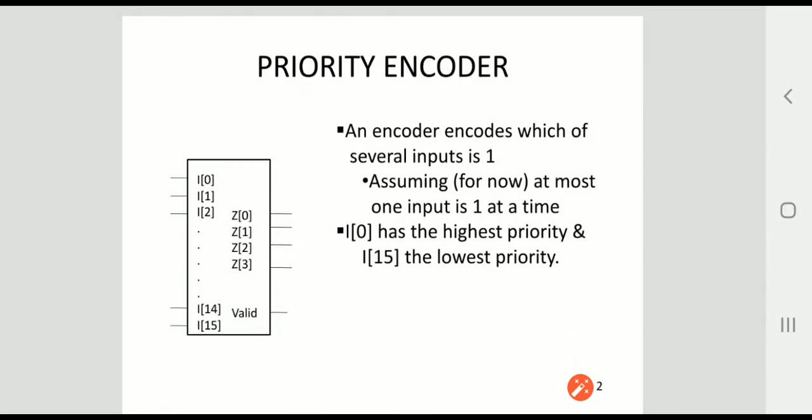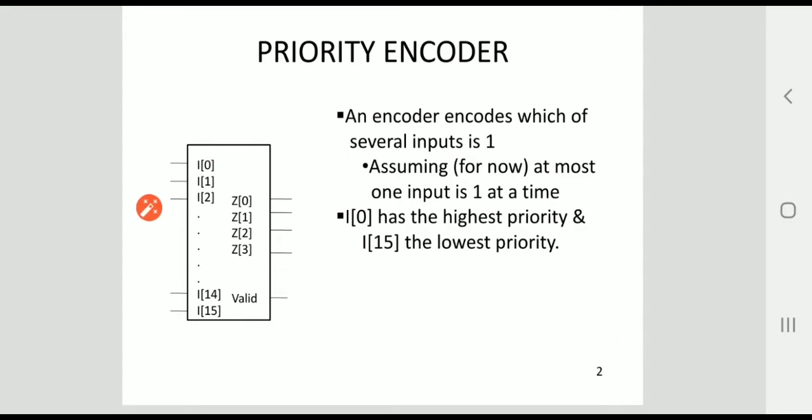As we know, a priority encoder is a circuit or algorithm which compresses multiple inputs into fewer or smaller outputs. Here, for the given example, it is a 16:4 encoder. It has 16 inputs and 4 outputs. In the question they have mentioned valid, that's why a valid output is also used in this encoder. According to the question, I of 0 has the highest priority and I of 15 has the lowest priority. Based on that, we have to draw the truth table.